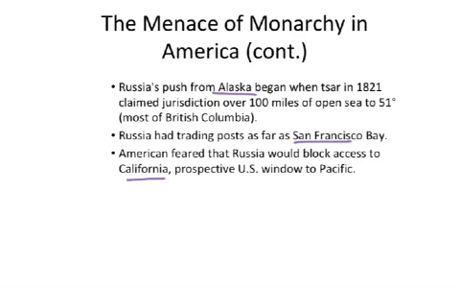Russia's push from Alaska began when the Tsar, in 1821, claimed jurisdiction over 100 miles of open sea to the 51st parallel, which is most of British Columbia. Russia had trading posts as far as the San Francisco Bay, and Americans feared that Russia would block access to California, which was a prospective U.S. window to the Pacific Ocean.